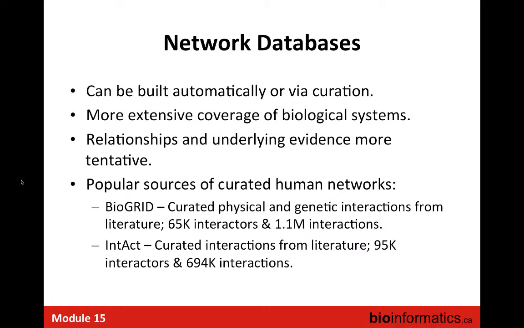Sorry about that. So basically, these network interaction databases can either be built from larger quantities of data that derive from high-throughput experiments, which you can automatically curate into a database, or through low-throughput manual curation by individual people reading papers. I would say there's more extensive coverage of a biological system, so you're going to find better coverage of the genes or proteins within the cell than you will find in a pathway database.